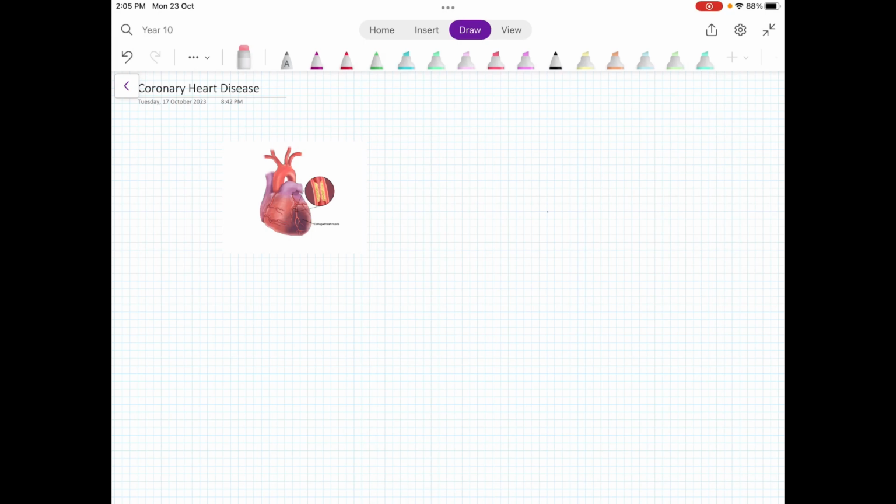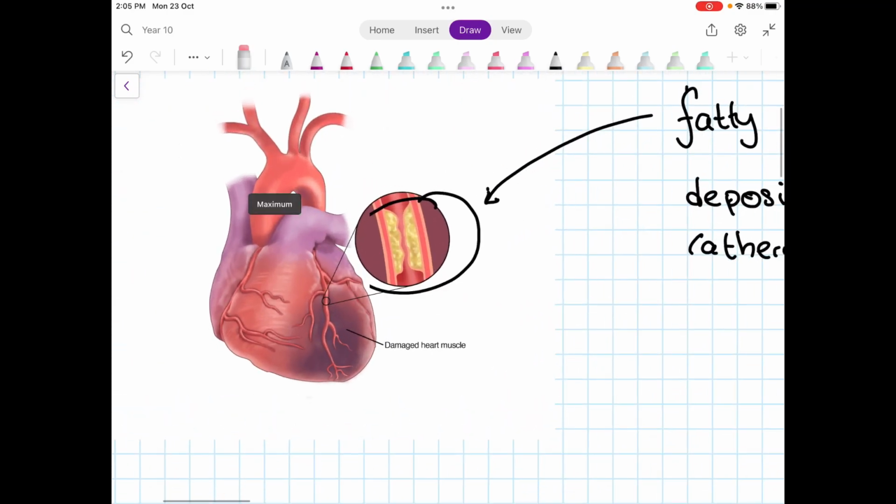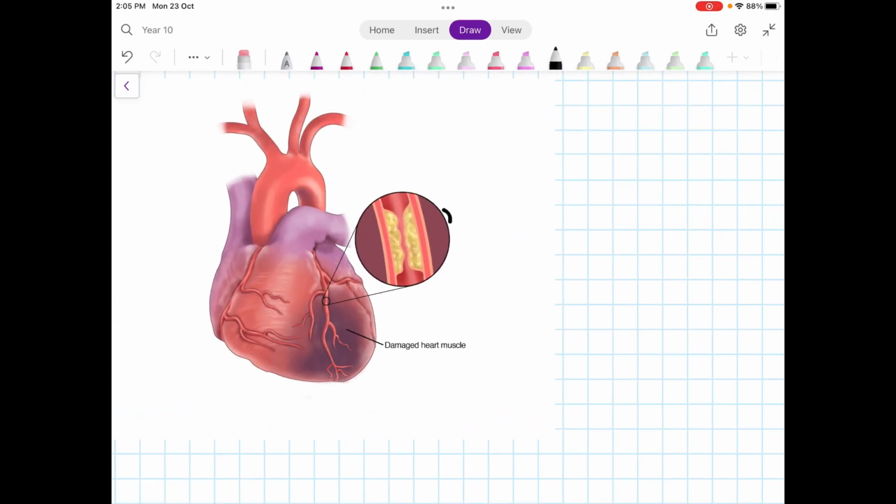Hi everyone, and welcome to today's episode of ZK Studies, where we are going to be taking a look at coronary heart disease and some of the associated risk factors. So let's get started. Now, coronary heart disease refers to the formation of substances, as shown over here, which are known as fatty plaques or fatty deposits.